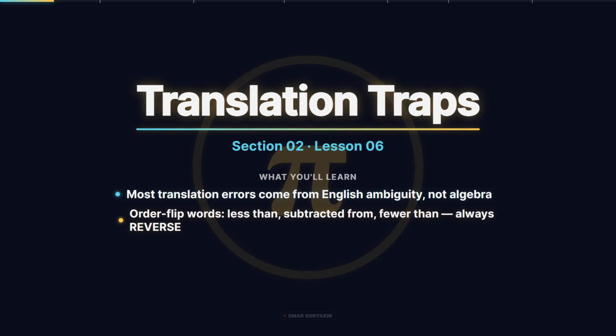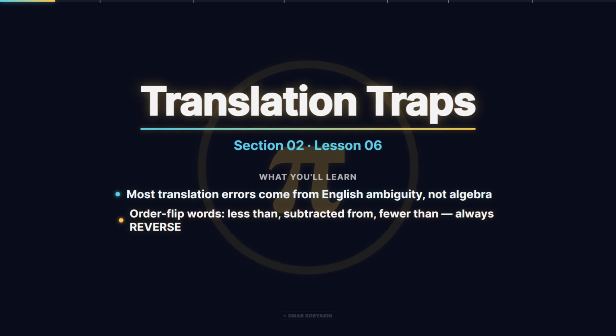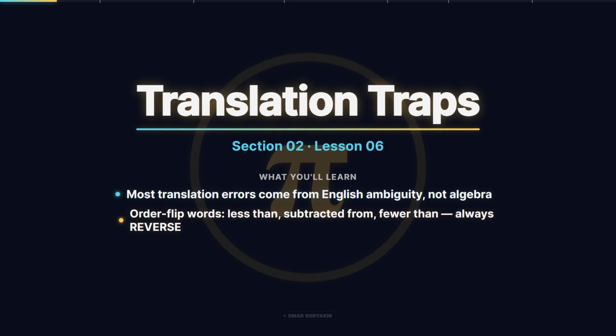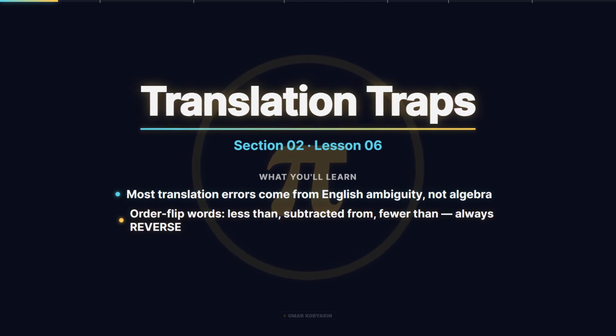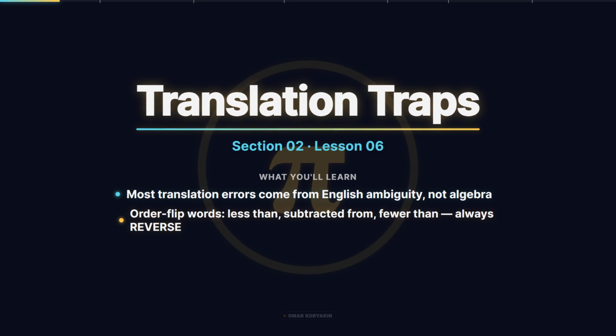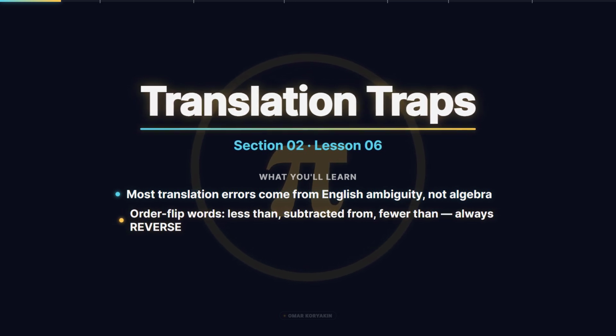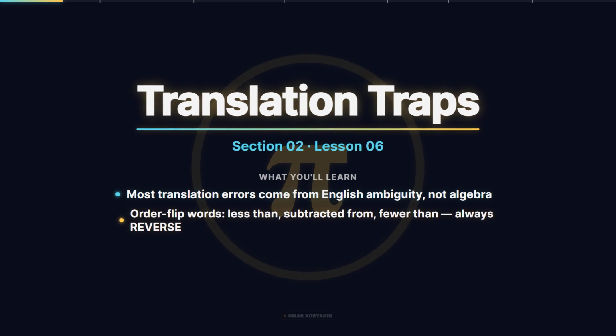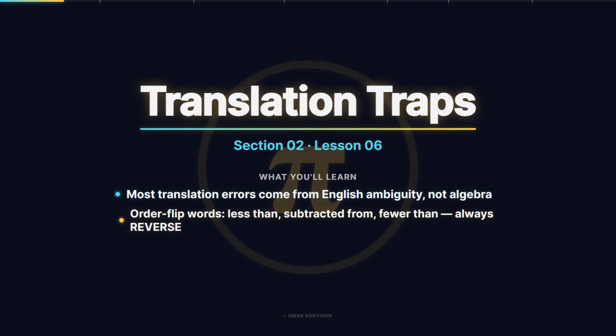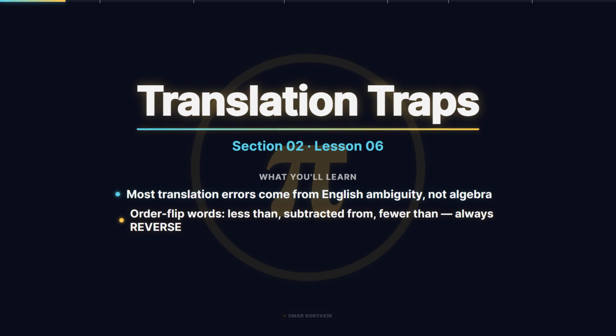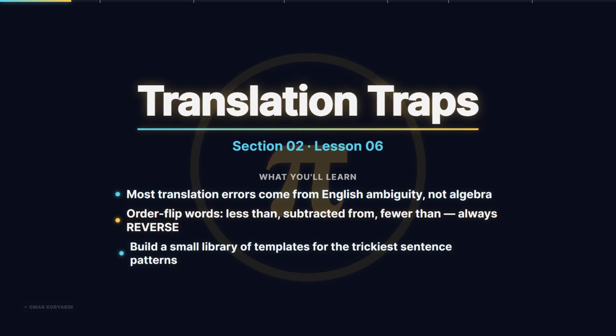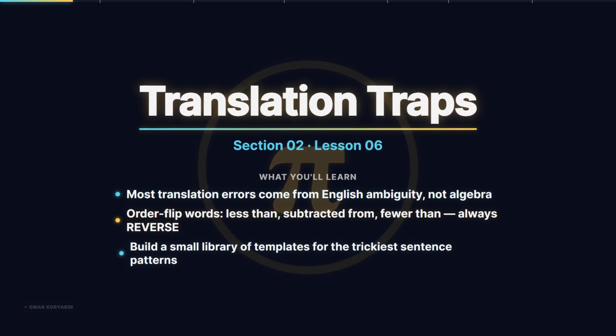Second idea. The order flip family is the single biggest source of translation errors. The phrases less than, subtracted from, fewer than, and reduced from all reverse the natural left to right order on the page. 5 less than a number is the variable minus 5, not 5 minus the variable. The phrase 10 subtracted from a quantity is the quantity minus 10, not 10 minus the quantity. The phrase how much less than is also a reversal. Memorize the reversal phrases and treat them as a permanent red flag pattern that triggers an order check every single time you see them.